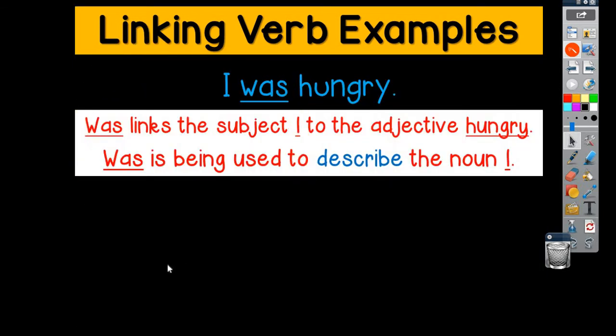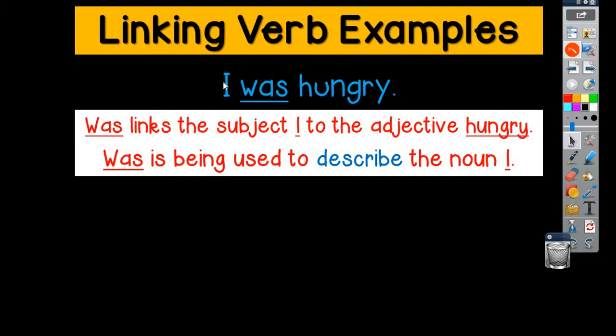Alright, so here is an example. I was hungry. You see the linking verb was, and it's a linking verb because it links the subject I to the adjective hungry. It's telling you that, hey, I is the person that's hungry. So it's kind of just linking the words together.